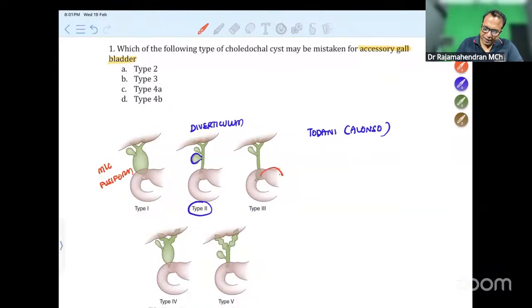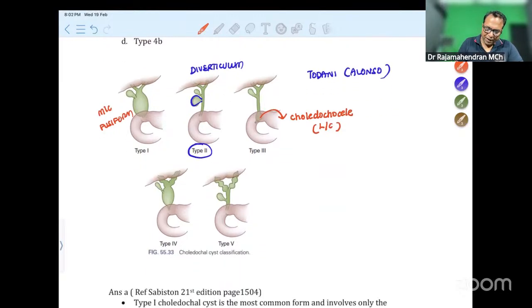Type 3 is choledochocele. It's a diverticulum near the ampulla. This is the least common type. Type 4 is divided into 4A, which involves all the ducts, A for all, including extrahepatic and intrahepatic. B is extrahepatic only. Type 5 is Caroli's.